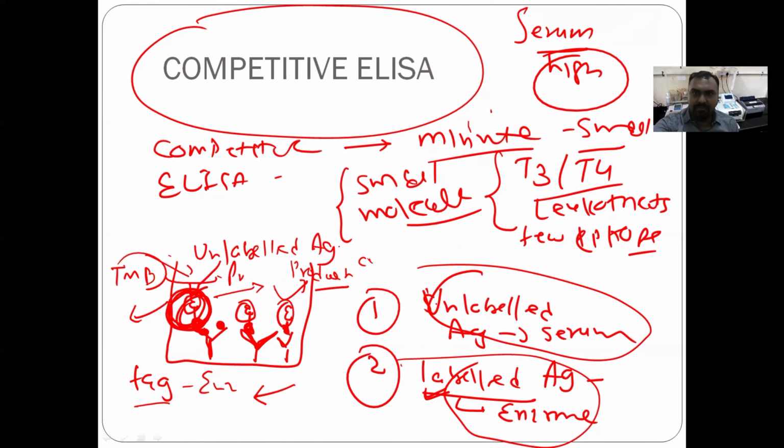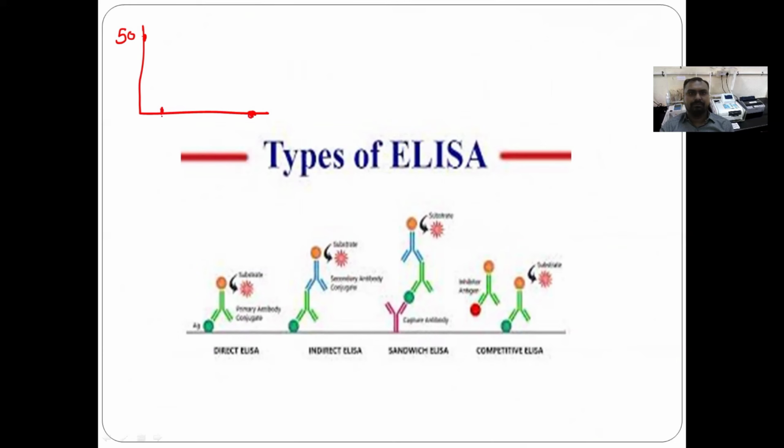So what will be the graph of this competitive ELISA? This is a concentration 5, 10, 20, 40, 60. And here it is OD 0.10, 0.20, 0.30.